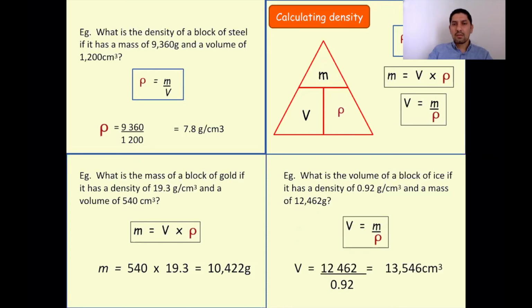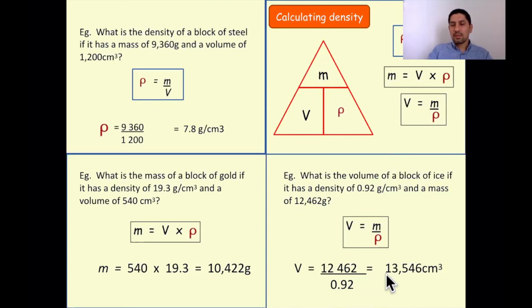So mass is 12,462 grams over density, which is 0.92, which will be 13,546 centimeter cube.